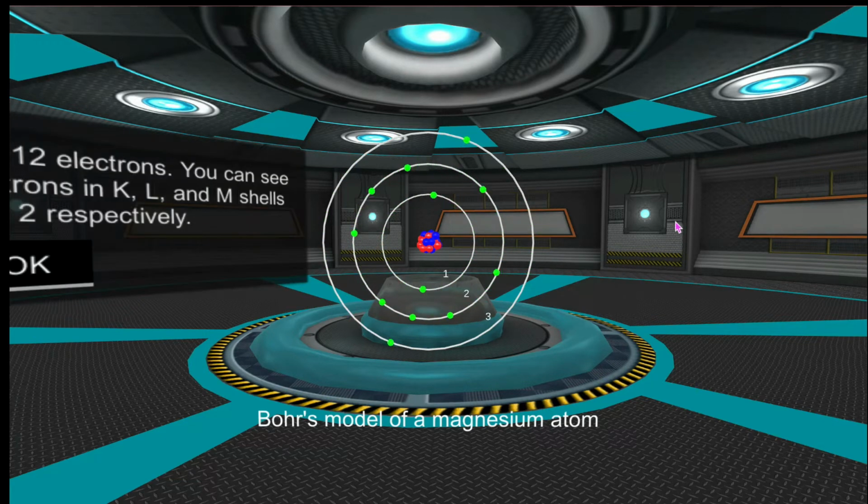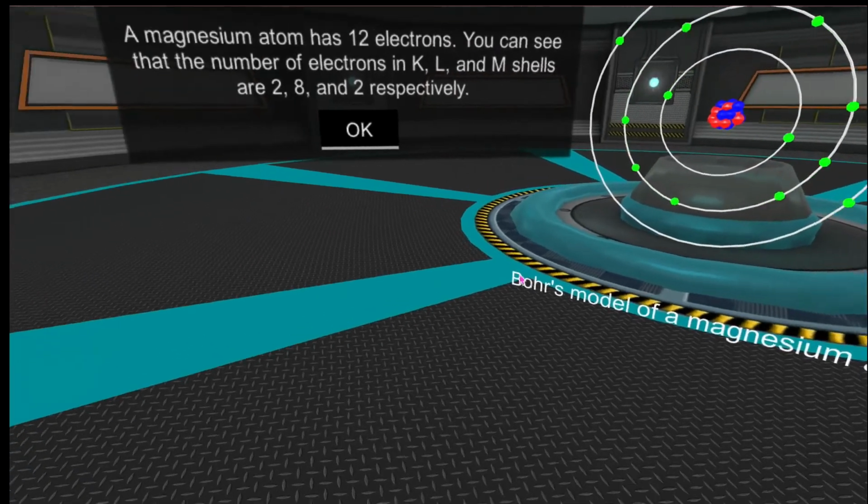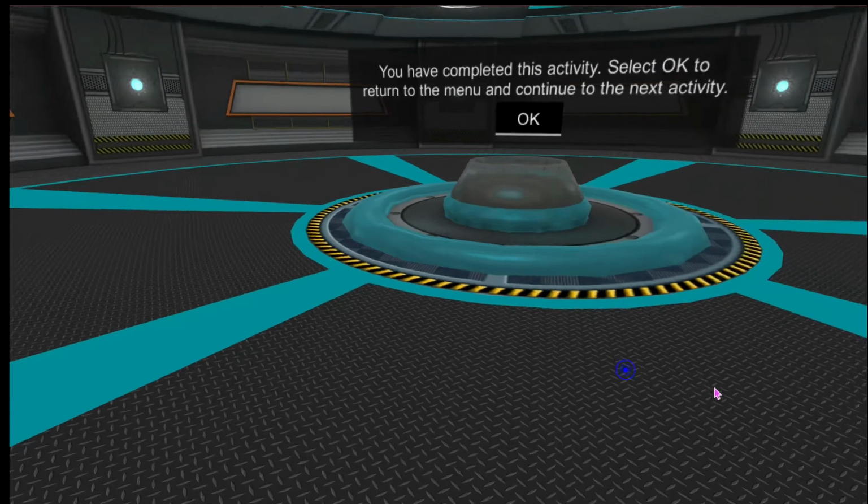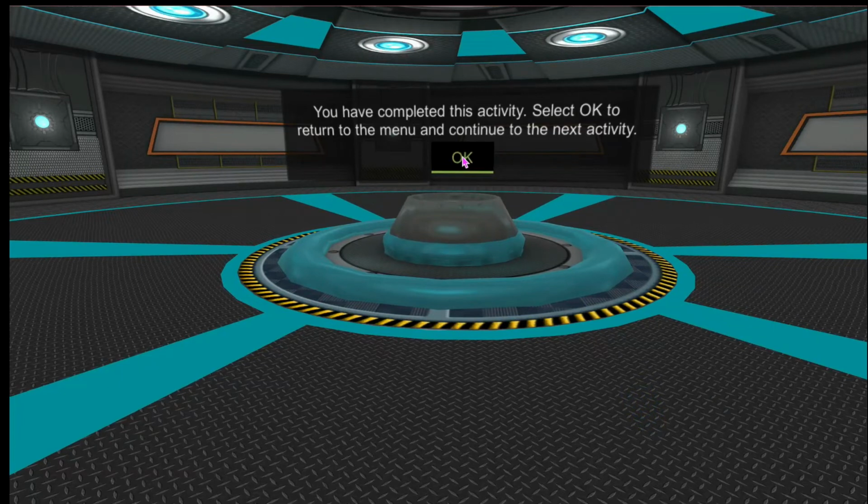A magnesium atom has 12 electrons. You can see that the number of electrons in the K, L, and M shells are 2, 8, and 2 respectively. You have completed this activity. Select OK to return to the menu and continue to the next activity.